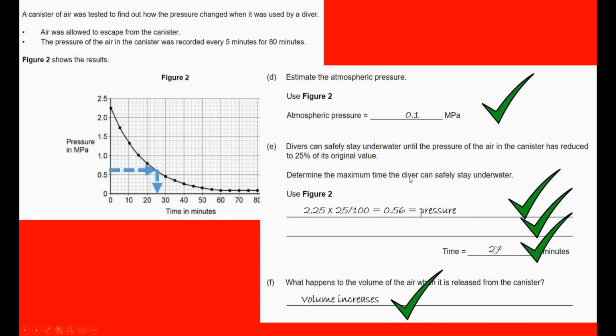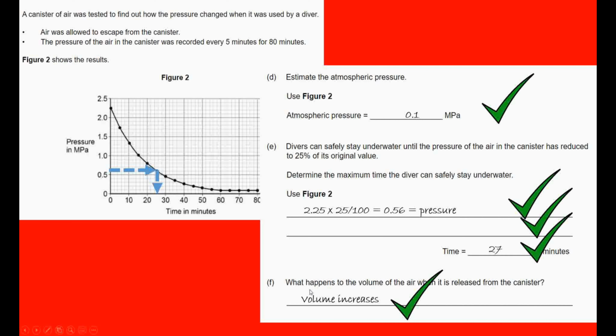So here's the correct answer where we get all 5 of the marks. We've got 2.25 times 25 divided by 100, 25%, to get 0.56 megapascals. We go along from 0.56 onto our graph and down to 27 minutes. Now, if you're able to get anywhere from 24 minutes to 28 minutes, or 29 minutes even, I would give you the benefit of the doubt in this situation because it would be difficult for you to use this graph.